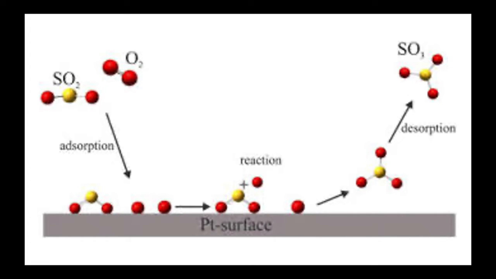This is an example of adsorption and desorption from a catalyst. So here we've got a platinum catalyst surface, and we're showing that our SO2 and O2 molecules are adsorbed onto the surface. They then react on that surface, and the products are then desorbed from that surface.